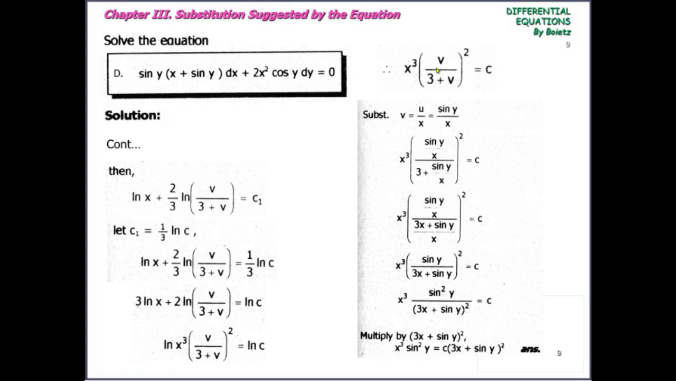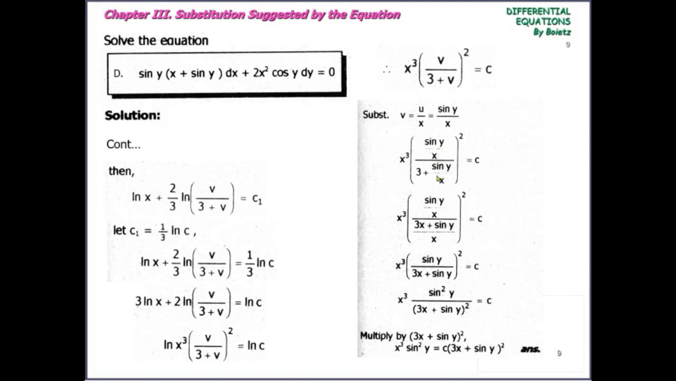Then we can substitute b is equal to u over x, and u is equal to sine y. Diretso na natin ang substitution. So therefore, b becomes sine y over x. So ito yon, and ito pa siya.